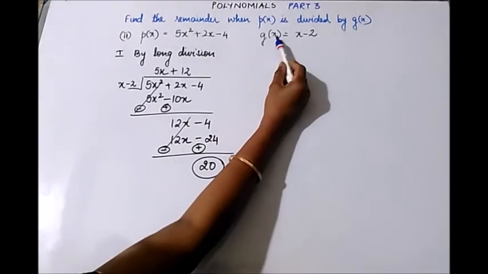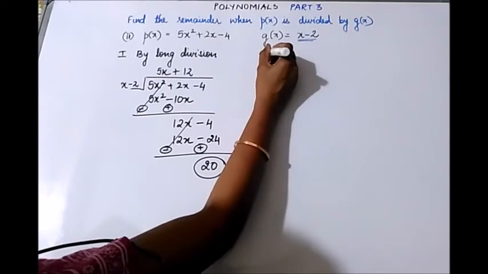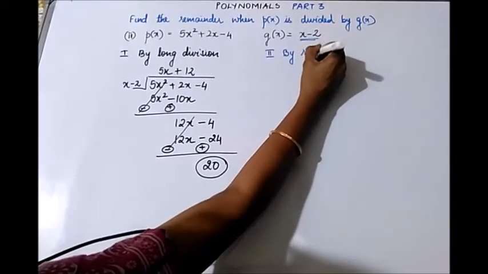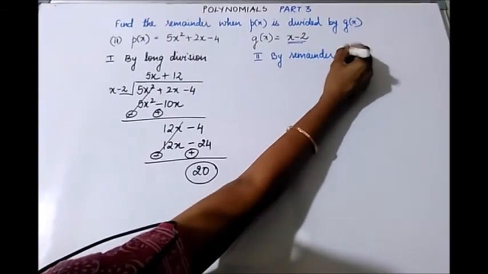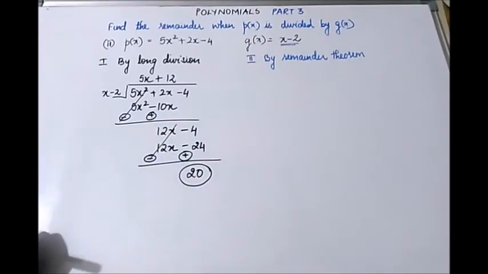Before doing the remainder theorem, we have to check whether the divisor is a linear polynomial. It is a linear polynomial, so by the remainder theorem. Okay, remainder theorem, what is the first step?